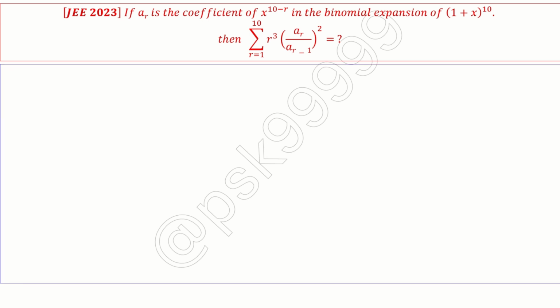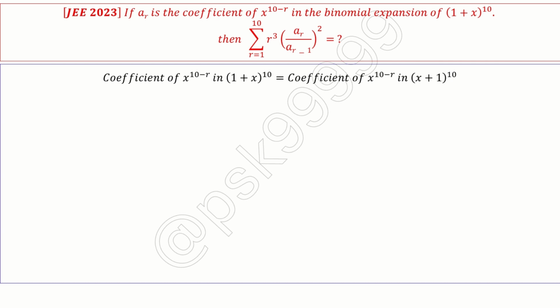If AR is the coefficient of x to the power of 10 minus r in the binomial expansion of (1 plus x) to the power of 10, then the sum for r equal to 1 to 10 of r cube times (AR by AR minus 1) whole square is equal to how much? Okay, so this is simple. AR is nothing but the coefficient of x to the power of 10 minus r, correct? So how do you get x to the power of 10 minus r? If I write x plus 1 whole to the power of 10 instead of 1 plus x whole to the power of 10, it is very simple, correct?